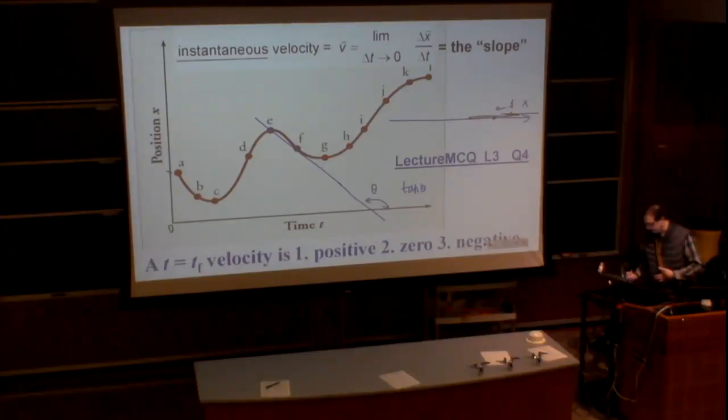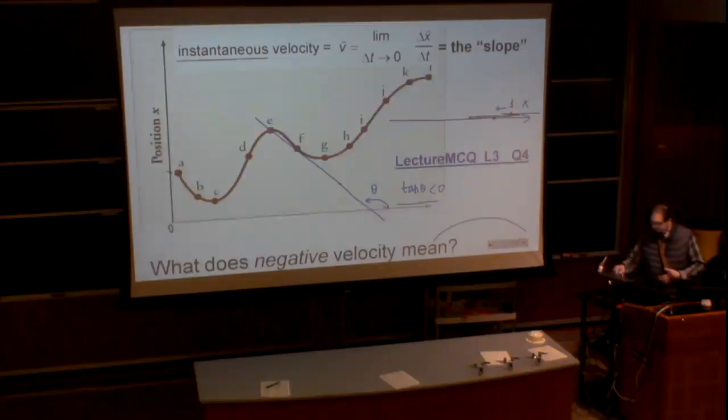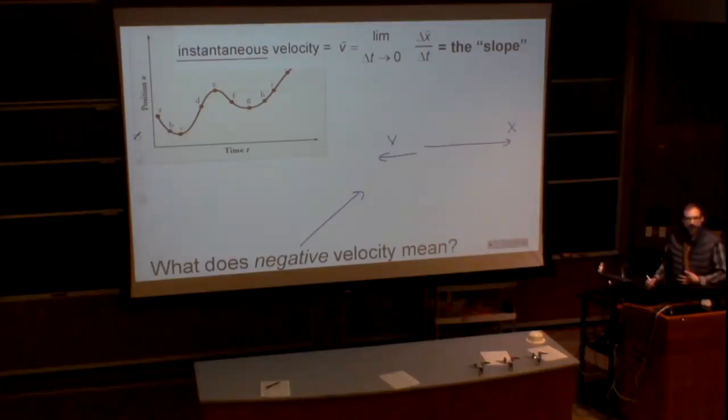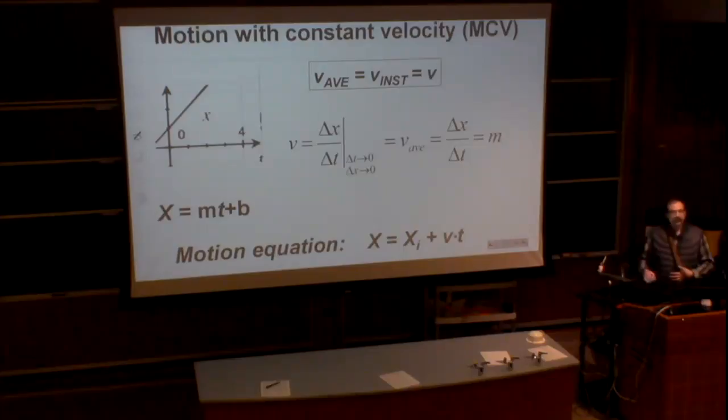So any questions? So what does negative mean? Again, if we draw a diagram, it means velocity points opposite to the positive x direction. That's what it means. If it's not velocity but something else, it always means the same thing. It could be negative force, negative acceleration, anything which is a direction. It still means it points opposite to the positive x direction.